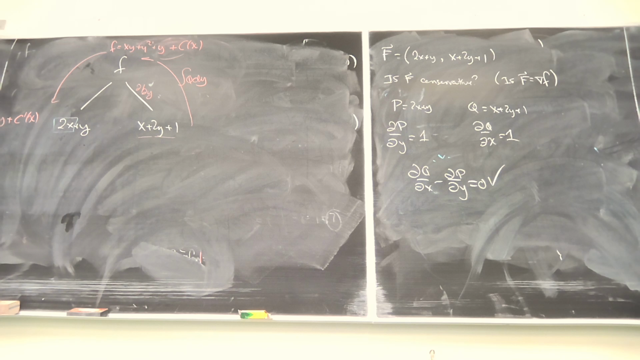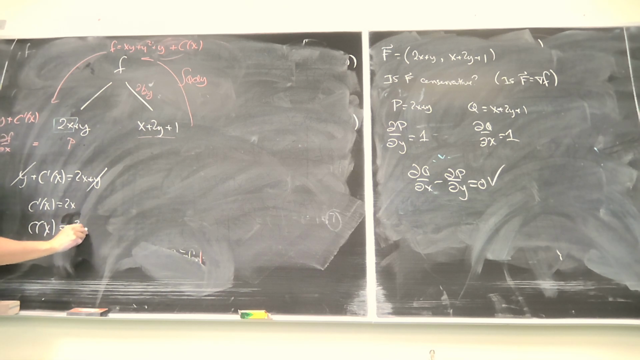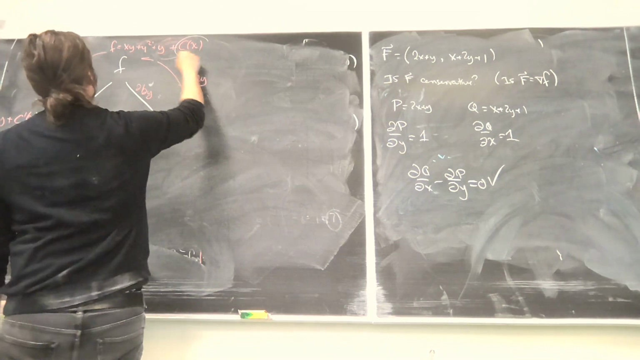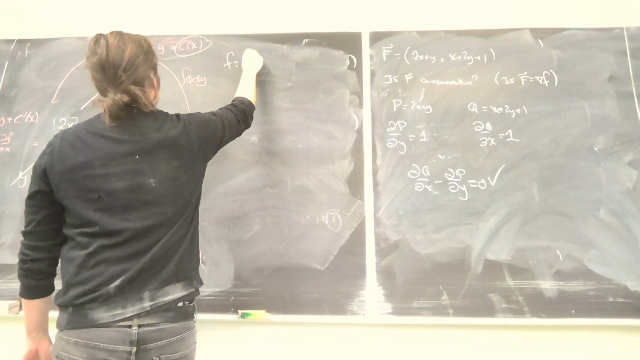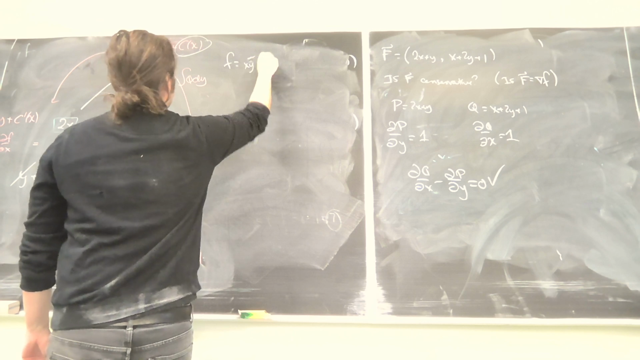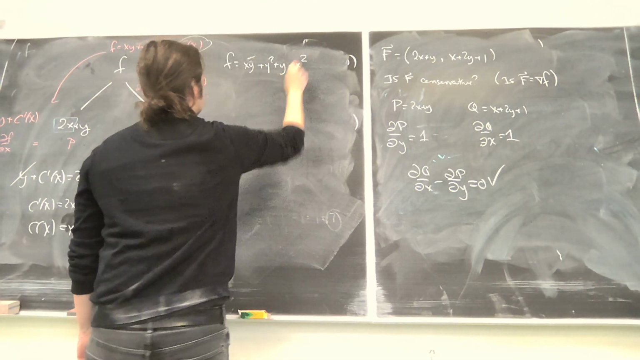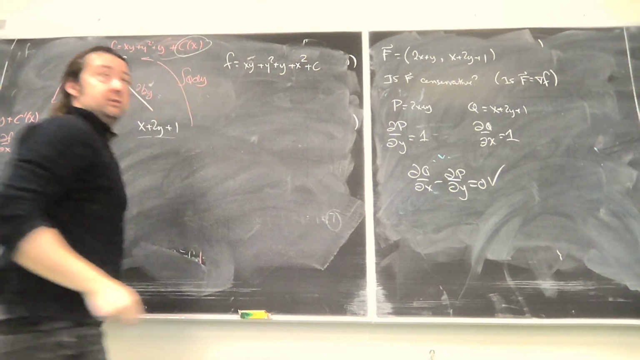But these are both supposed to be the same thing. This was the p that we were given, and this is df dx, and those are equal to each other. So we must have that y plus c prime of x is equal to 2x plus y. We cancel anything that we have in common. So c prime of x is 2x, which means that c of x is equal to x squared plus some unknown constant c. And that means we can go back and fill this in so that our potential function f was xy plus y squared plus y plus x squared plus some arbitrary constant c.